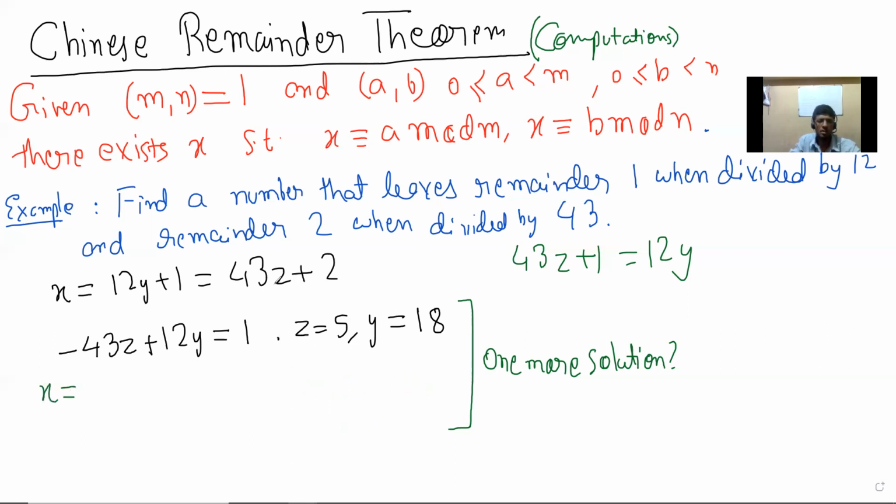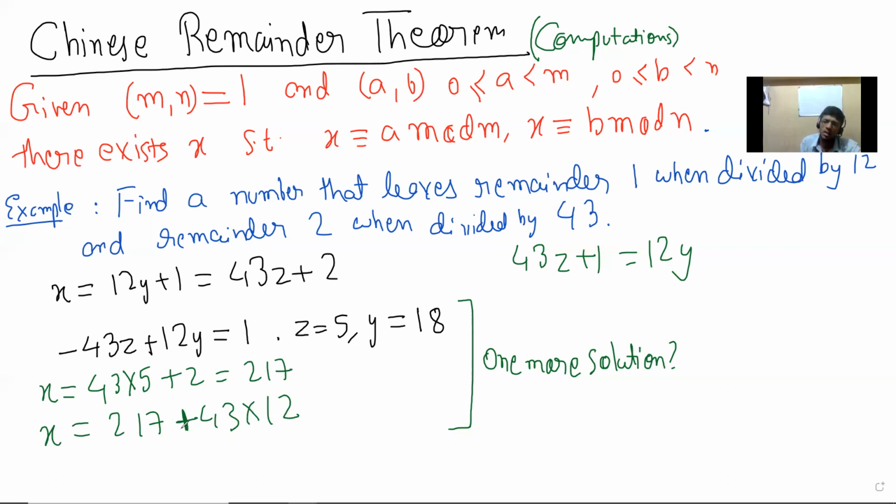Oh, sorry. So you're getting 43 into 5 plus 2, right? But this is 217. Yeah, next number is? Right. So you're saying the next x is 43 into 12. Right. So Aparna, I think you were also saying the same thing. Yeah, that's right.